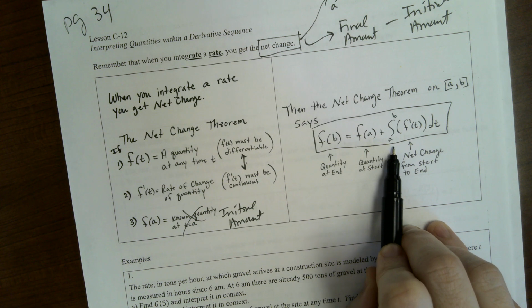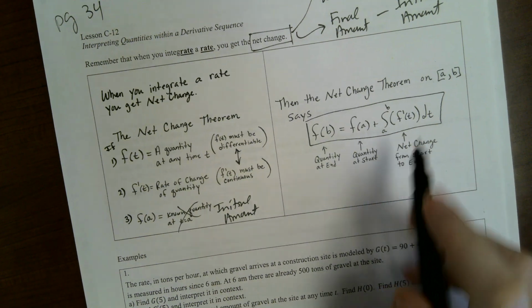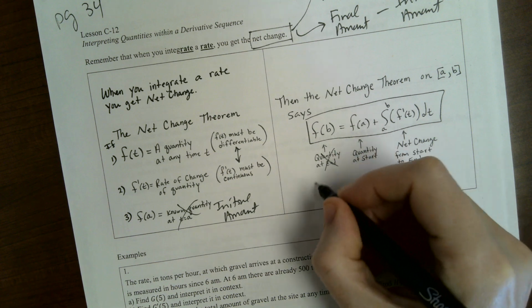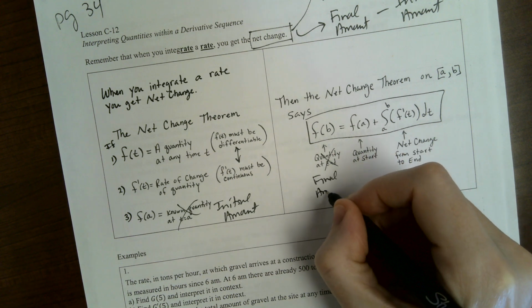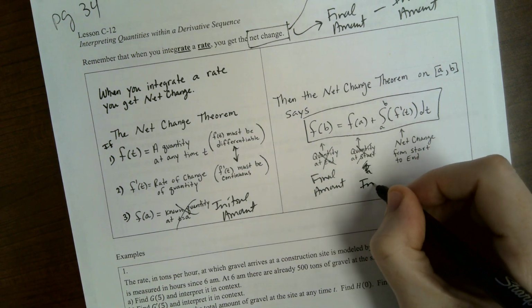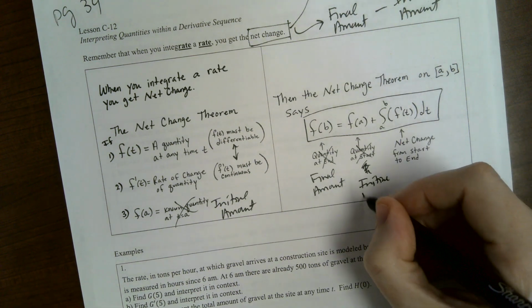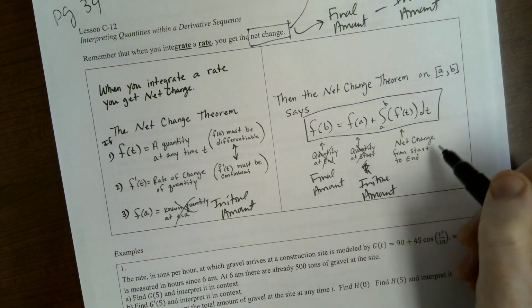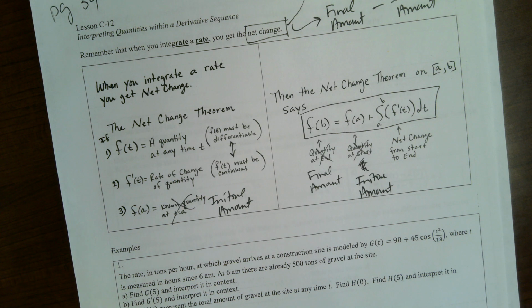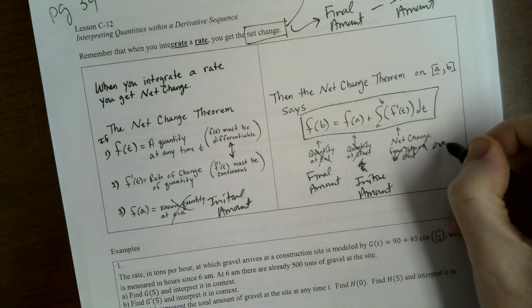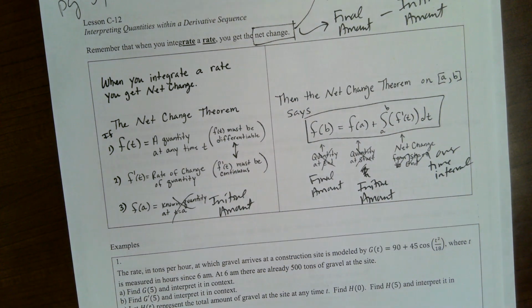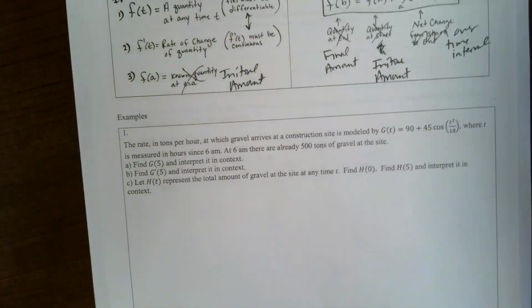I want to edit some of the language I'm using here. f of b is the final amount, and f of a is the initial amount, and then that's the net change over the time interval. Okay, so we're about to use this.